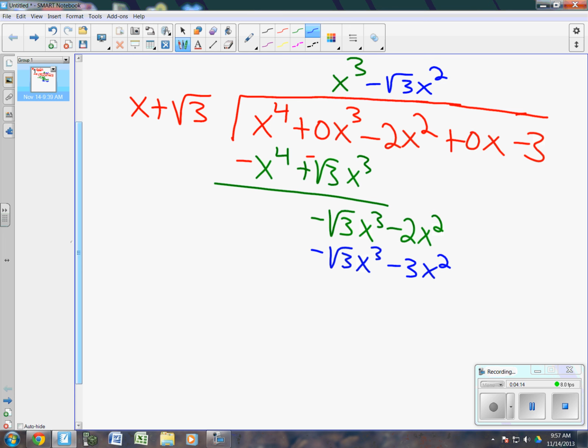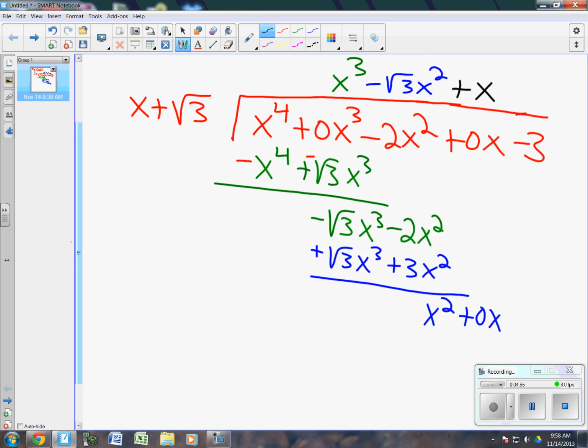Okay, what do I do next? Change the signs. I add. What am I going to end up with? X squared. Bring down the next term, which is 0x. Okay? So I ask myself, what do I times what by to get what? Yeah, what do I times x by to get x squared? So what am I going to times it by? X. Okay, so I put plus x.